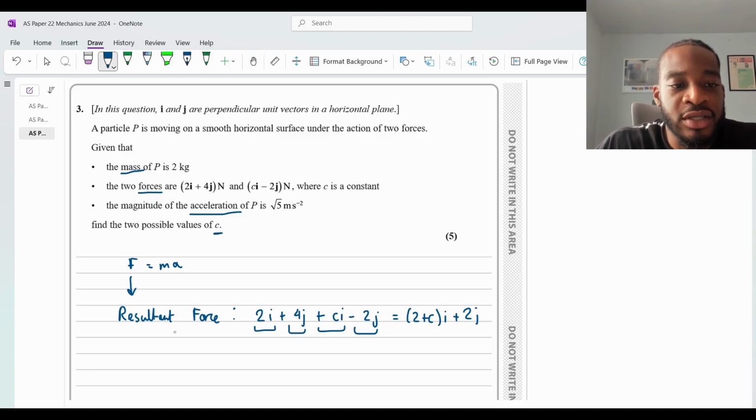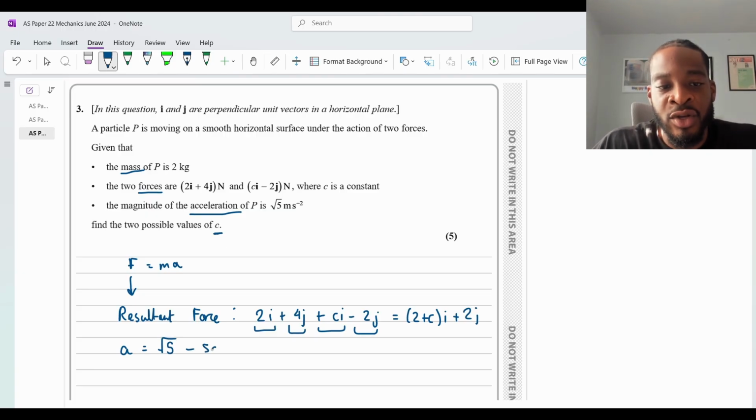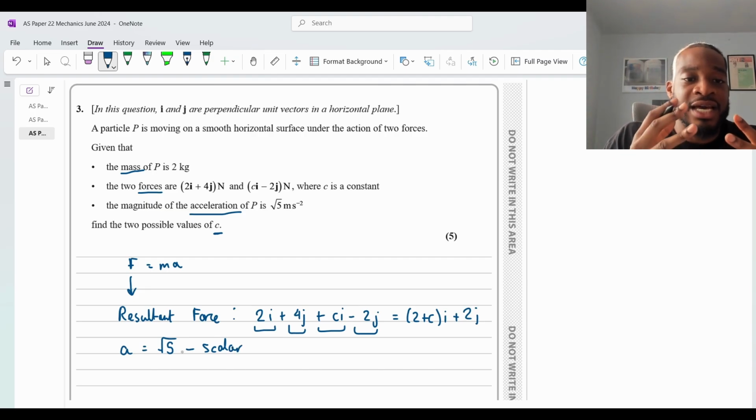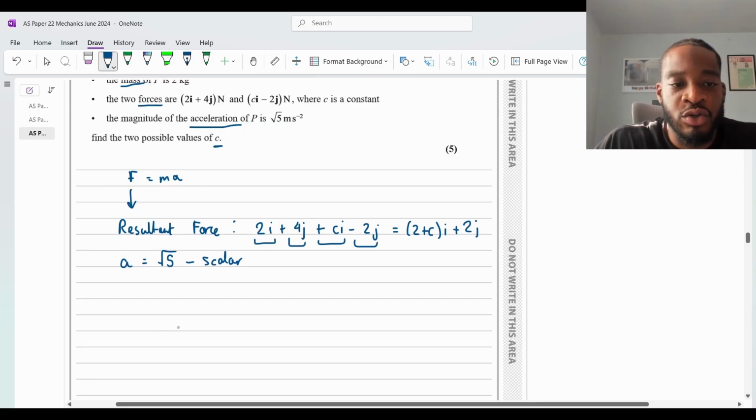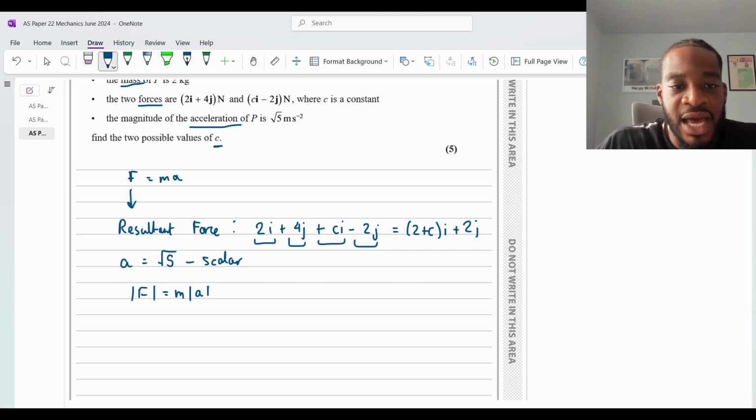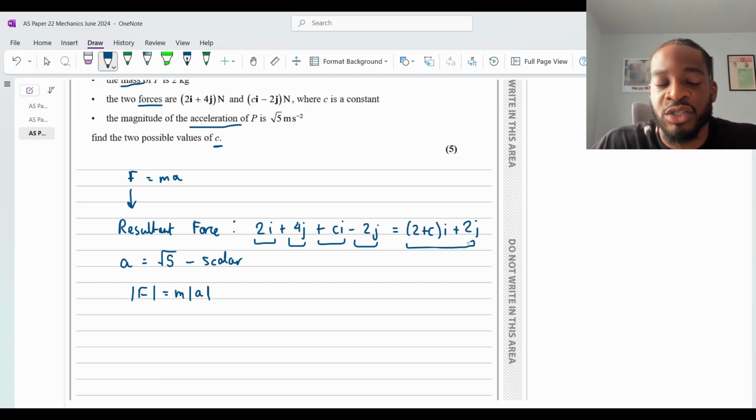Now, the acceleration is given to us: root 5. They've told us the magnitude of the acceleration is root 5, so this is a scalar. Because I don't know the direction of the acceleration, just the magnitude, I'm going to use the scalar version of F equals ma. The magnitude of F equals the mass times the magnitude of a. I have the magnitude of the acceleration, and I can calculate the magnitude of the resultant force by using Pythagoras on these components.